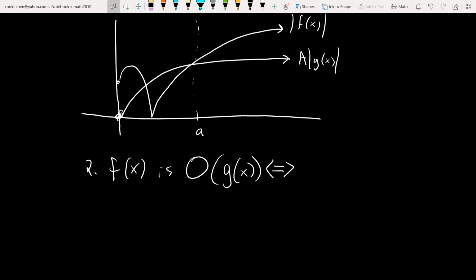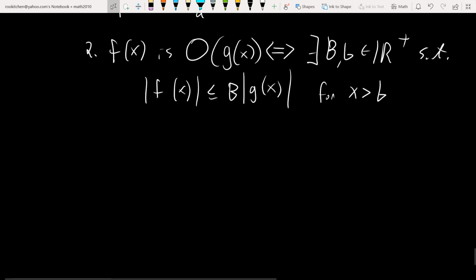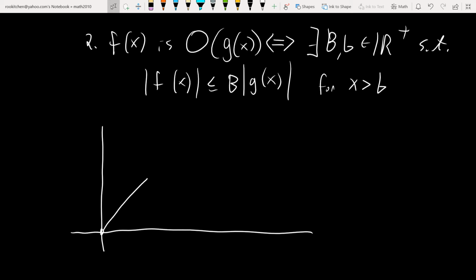If and only if there exists a big B and a little b in the positive reals such that the absolute value of f of x is less than or equal to some big B times the absolute value of g of x eventually. So for x greater than some b value. So the picture in that case, again, we have this g of x function zipping out something like that. So this is B times g of x, excuse me. And what this is saying is that this function will always be above this f of x thing eventually. So maybe in the beginning not so, but later on, yes.